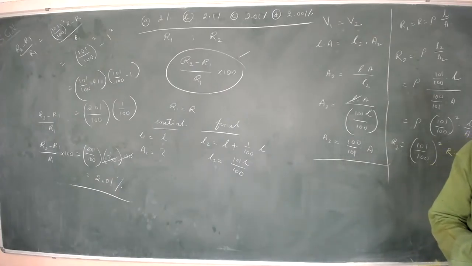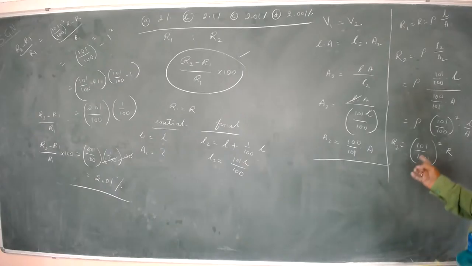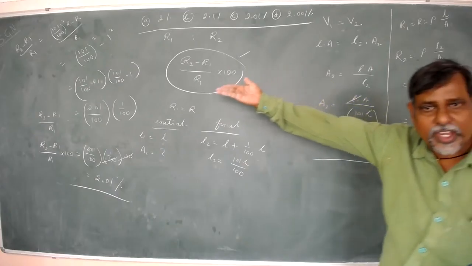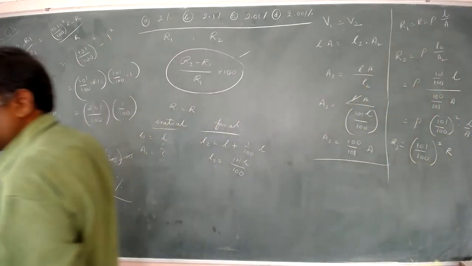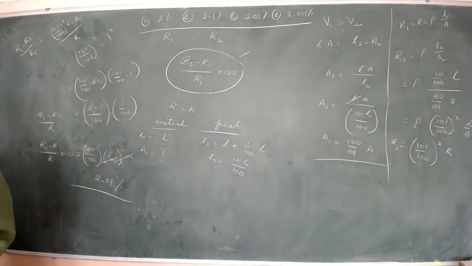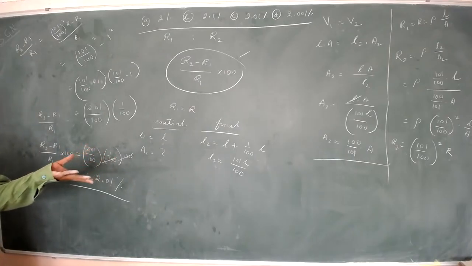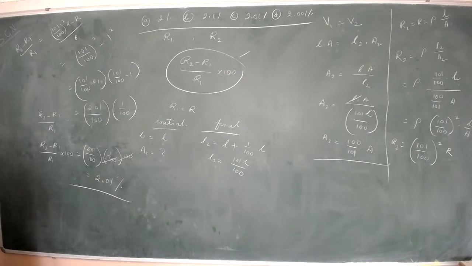Don't get frightened by seeing this type of values, like 1 by whole squares. Those values we can remove by using a square minus b square. The formation somehow we have to bring. How much time does it take? Very few steps.